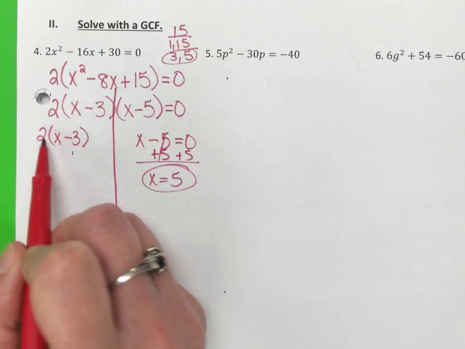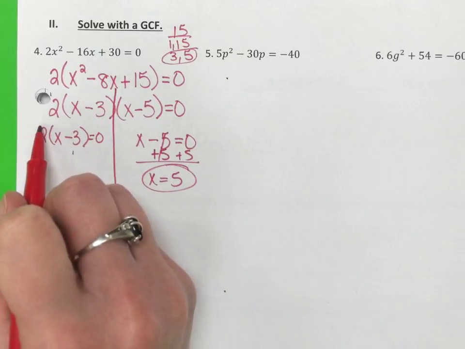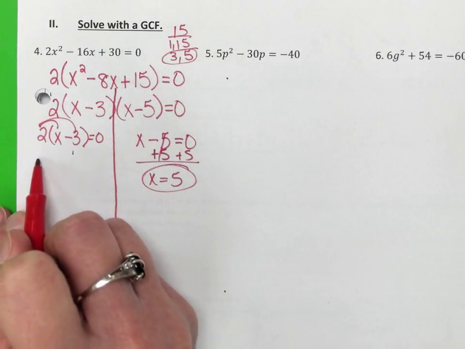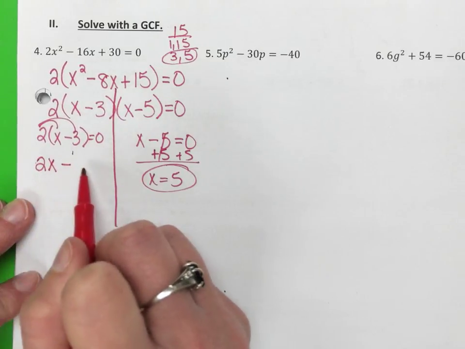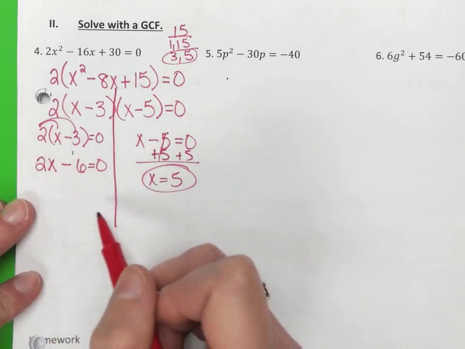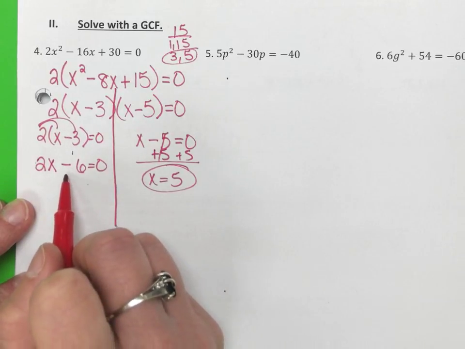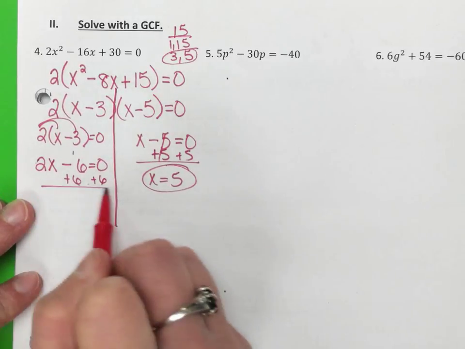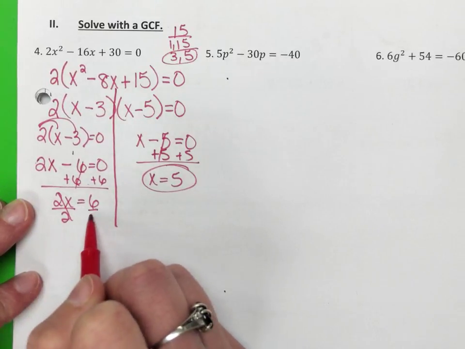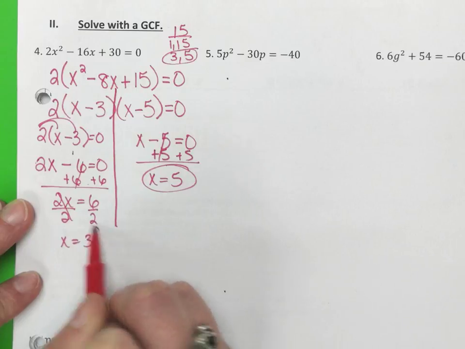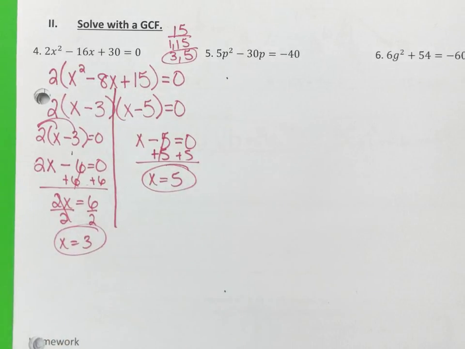Alright, how would I do this one? 2x minus 6. What would I do? You add 6. And then you divide, not by 6, by 2. And it will be 3. Good? All we're doing is taking 2 things we've done and putting them together. That's it. Alright, y'all try 5 and 6.